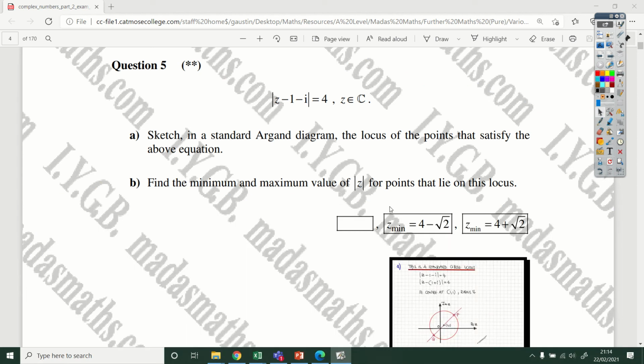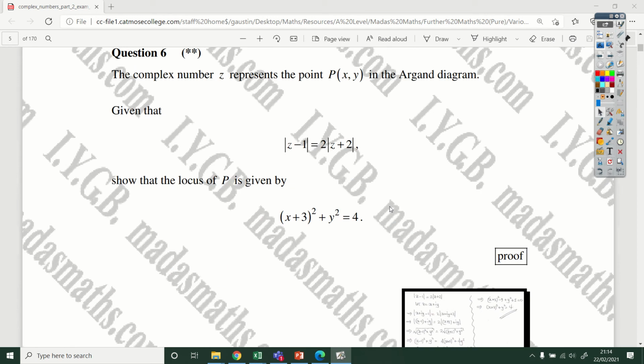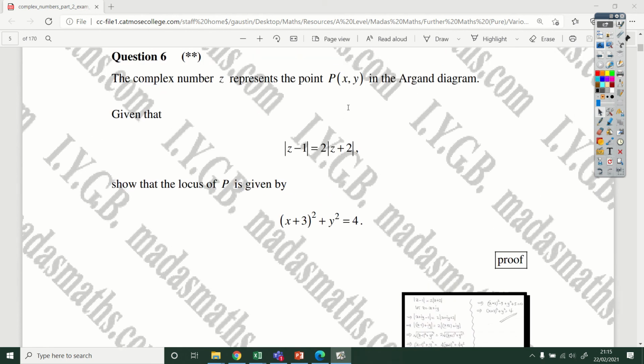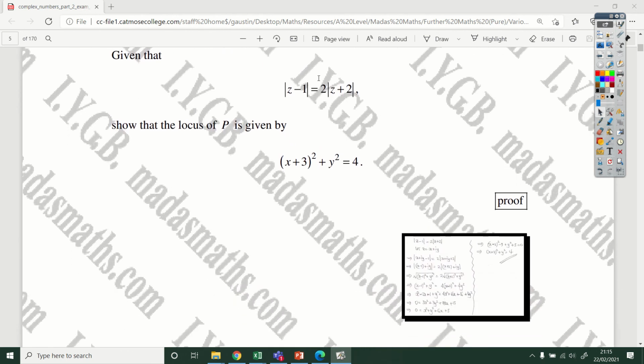Right, I'm going to do one more, and then I'll leave you to do some yourself. This one here is quite a good one because it's quite uncommon to see numbers outside these absolute values. So we're going to show that this locus gives rise to this Cartesian form for its equation. Okay, again, cover up the proof.